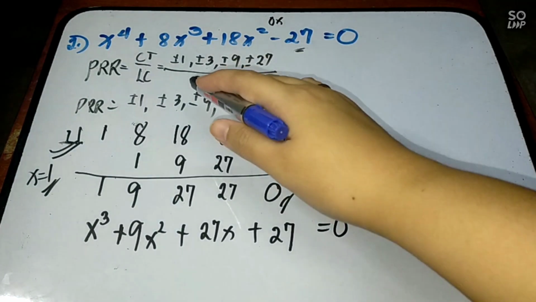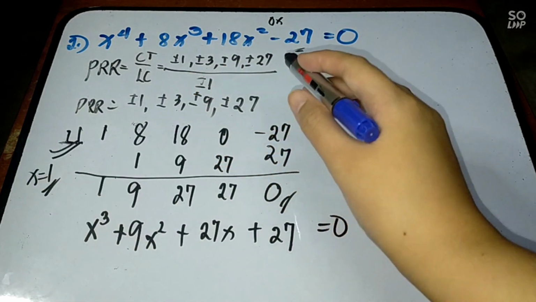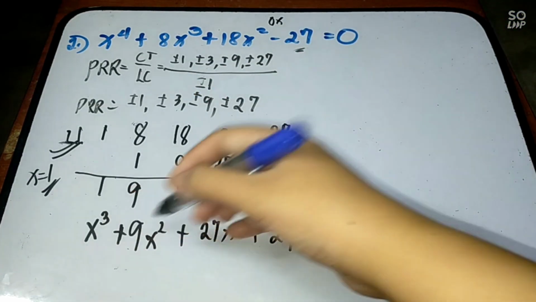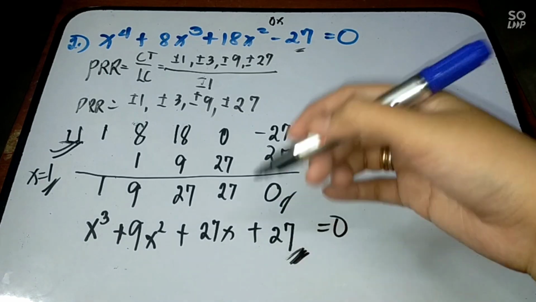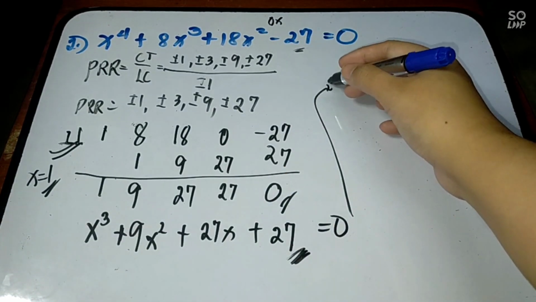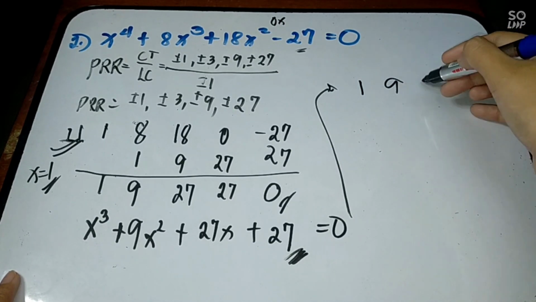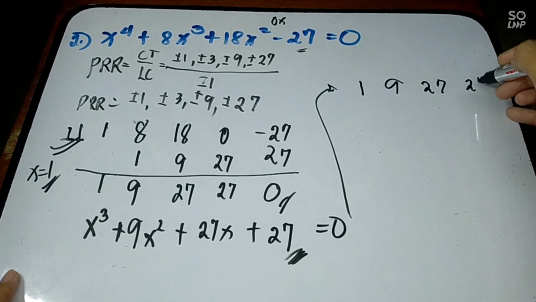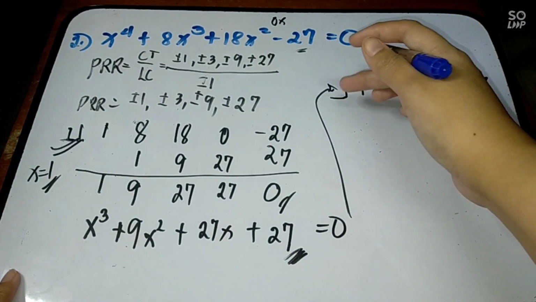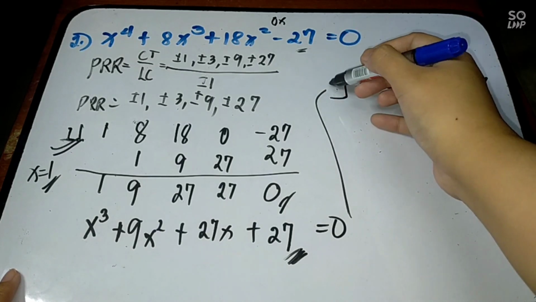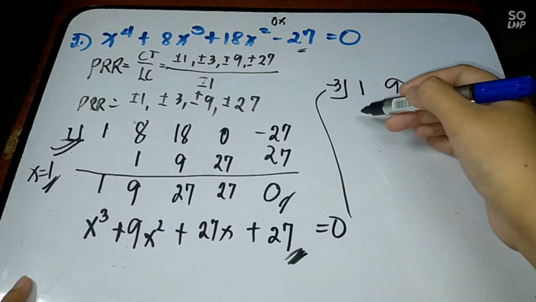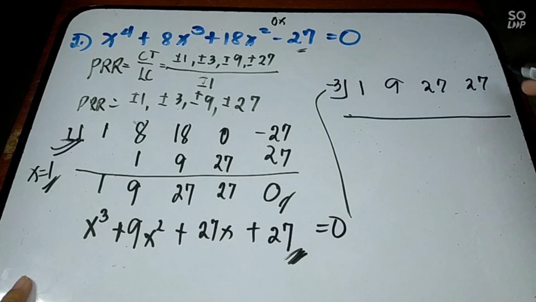From our PRR, pili ulit tayo ng isa dyan. Let us try negative 3. So, ito naman yung gagamitin natin. Then, itatry natin si negative 3. So, let us have numerical lang nito. So, we have 1, 9, 27, and then 27. Then, we are going to try negative 3. Ayan. So, kailangan maging 0 ulit yung kanyang remainder.